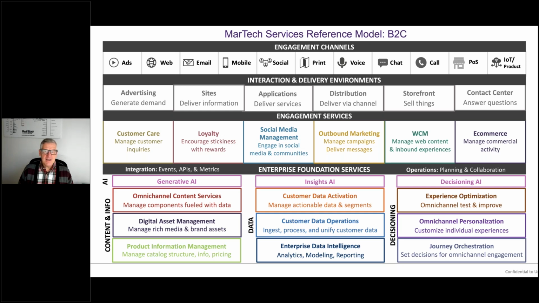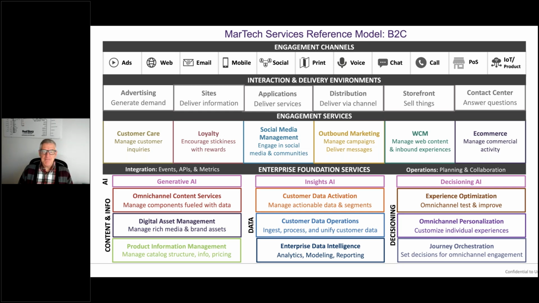The problem with this model is that it helped us get really good at certain things like social media management, outbound marketing, web content management, and so forth. But it also created a lot of different silos and disjointed customer engagement experiences, and very difficult and expensive lateral integration. So where we see the future going is what we call more of a legless model, where you have enterprise foundation services that live underneath these particular silos, and therefore can work cross silo. And in particular, I'll point you to the middle column here, the data column, where increasingly now we're seeing insights, AI, but also customer data activation, customer data operations, enterprise data intelligence, and then to the right of that, decisioning.